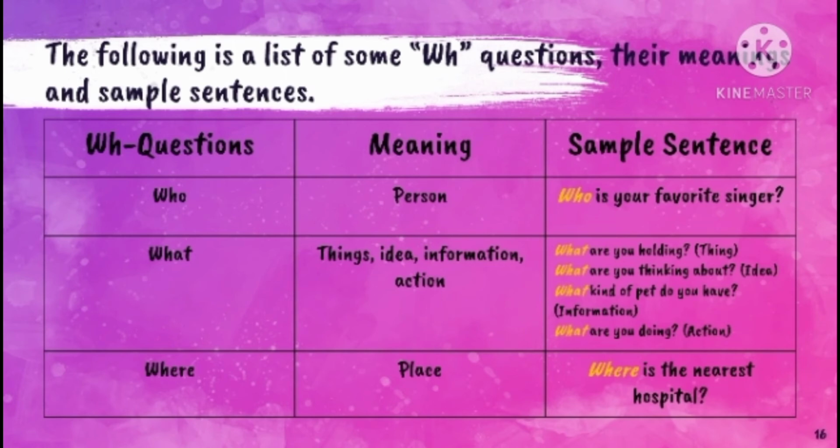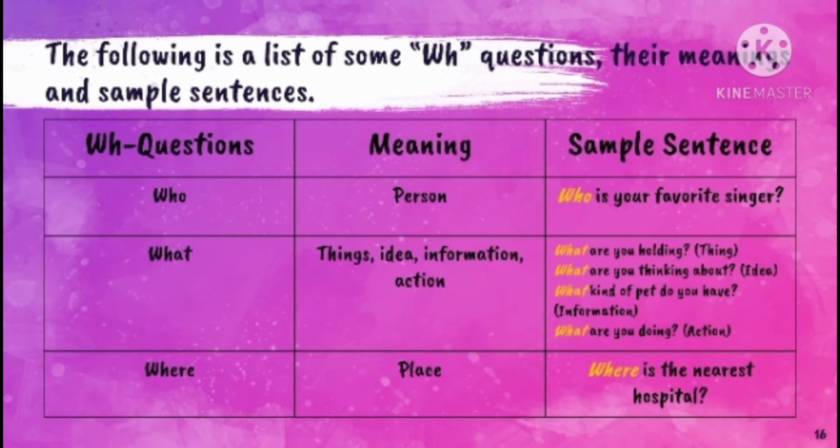Next, the WH question what. This WH question asks for things, idea, information, and action. Example, what are you holding? In this question, it asks for a thing. What are you thinking about? In this question, it asks for an idea. Next, what kind of pet do you have? In this question, it asks for information. And lastly, what are you doing? In this question, it asks for an action.